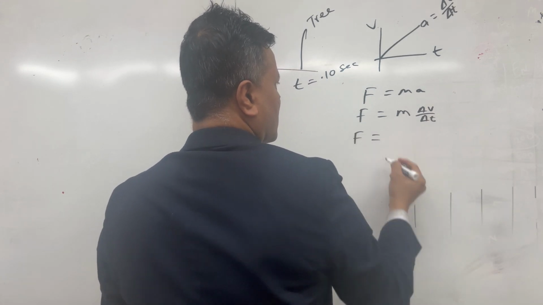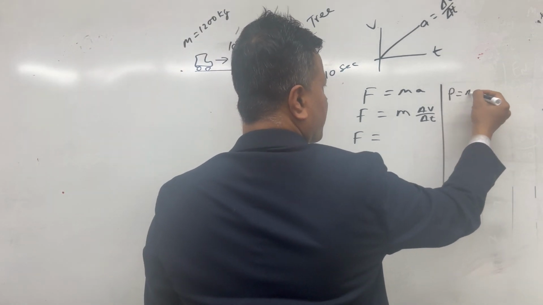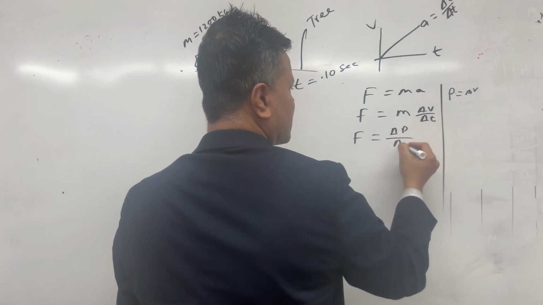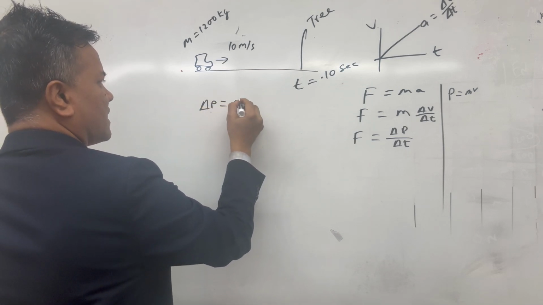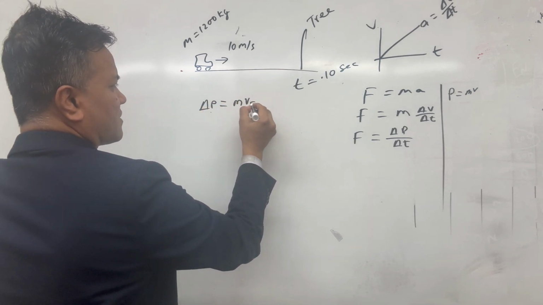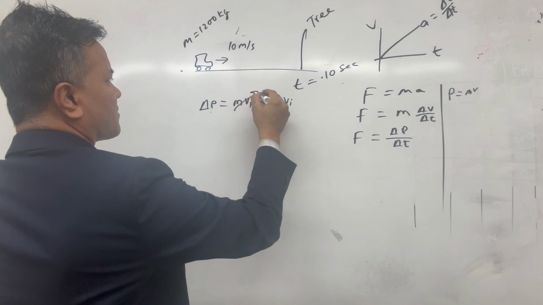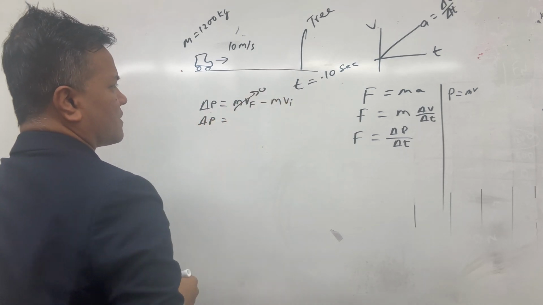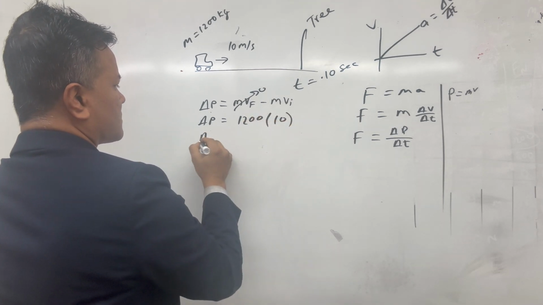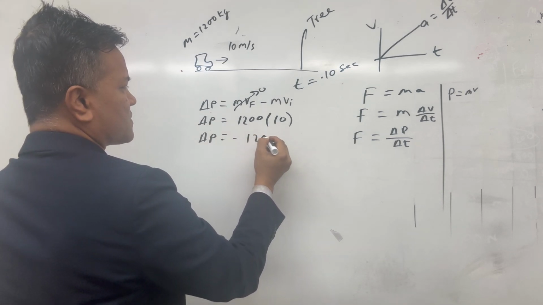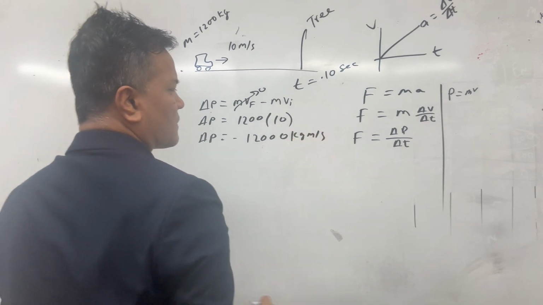Now mv can be replaced by p, so F is delta p over delta t. What is delta p over here? Delta p is m v final minus m v initial. v final must be 0. So m is 1200 times v is 10. So delta p is negative 12000 kilogram meter per second. We're going to plug that in.